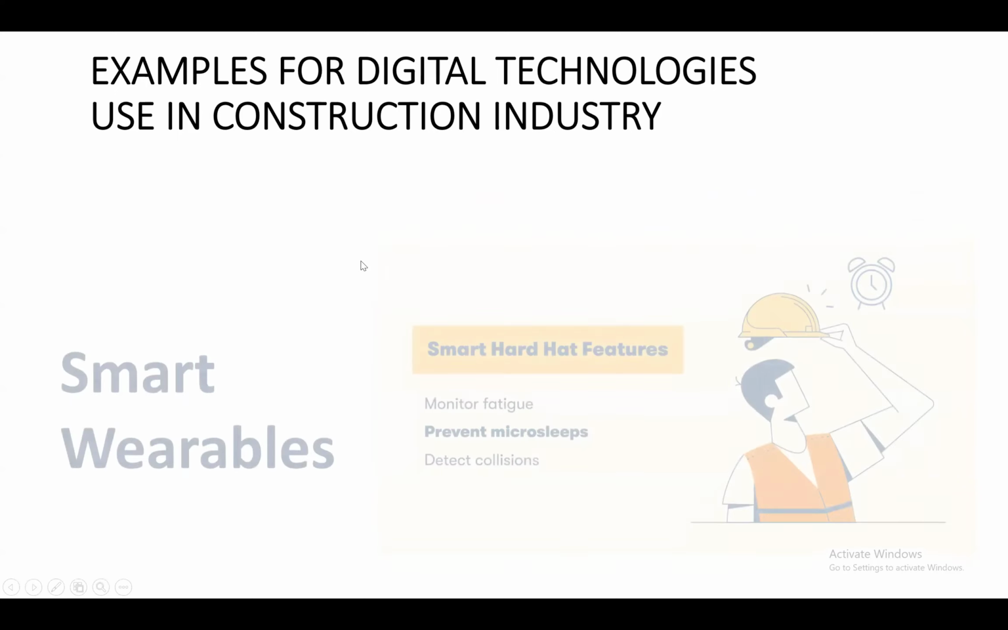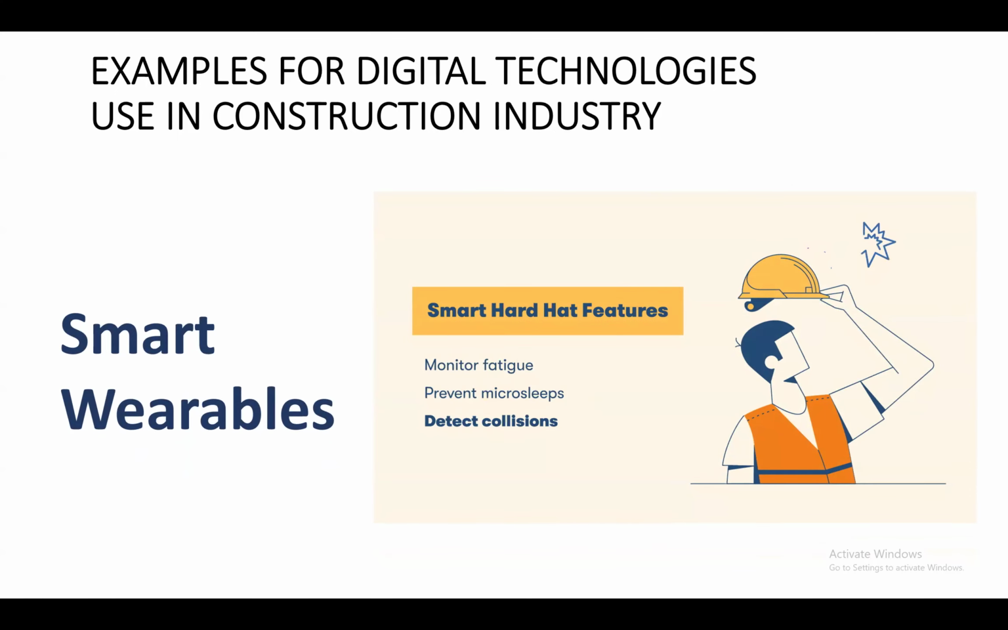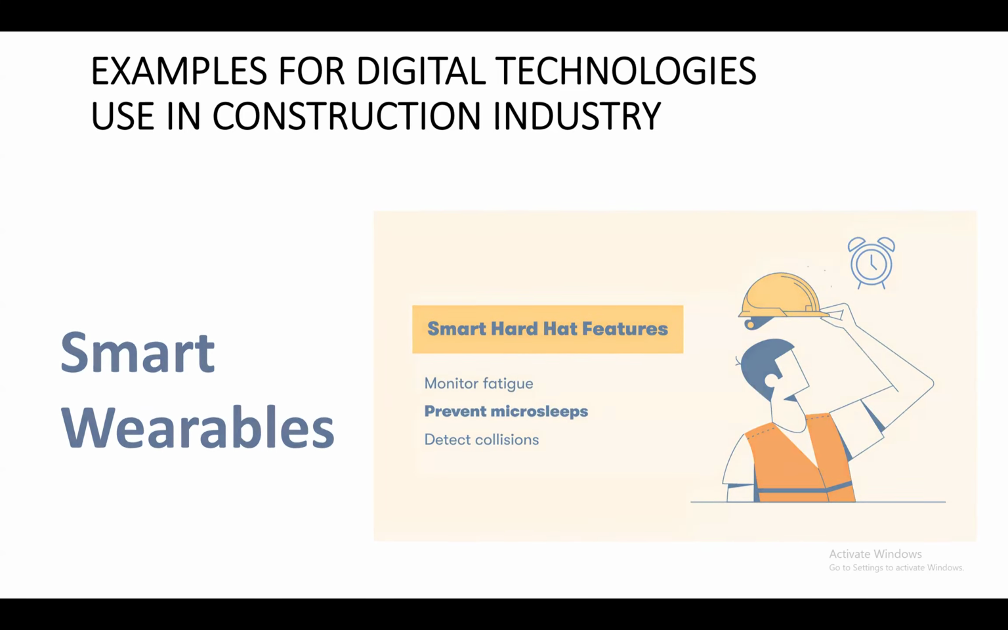And then smart wearables. As you can see in this picture, you can use these smart wearables. If you use a smart hard hat feature, you can monitor fatigue, prevent microsleep, detect collisions, and you can do many things by using these smart wearables.